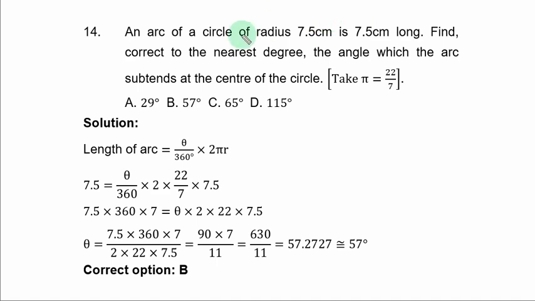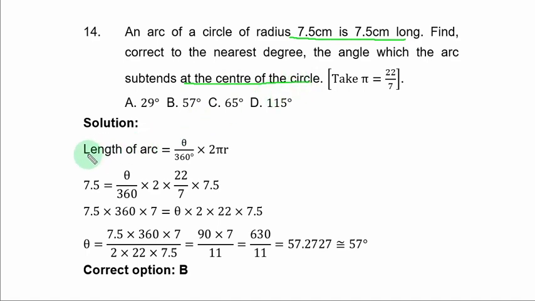Question 14. An arc of a circle of radius 7.5 cm is 7.5 cm long. Find, correct to the nearest degree, the angle which the arc subtends at the center of the circle. Take pi as 22 over 7. The "long" there means the length.